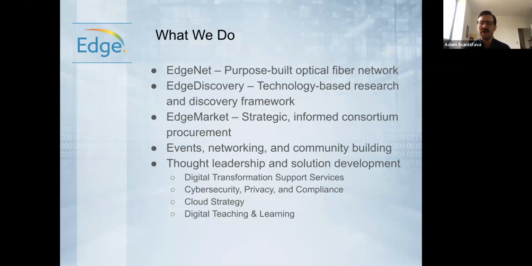Edge Market is our strategic and informed consortium procurement arm. Edge offers a number of services as a nonprofit, but we're not everything to everyone. And in those cases, we know that institutions need quick, effective routes to procure the technologies and services that they need. And so we formed Edge Market to do just that. And Edge Market is now a bona fide nationwide cooperative pricing system.